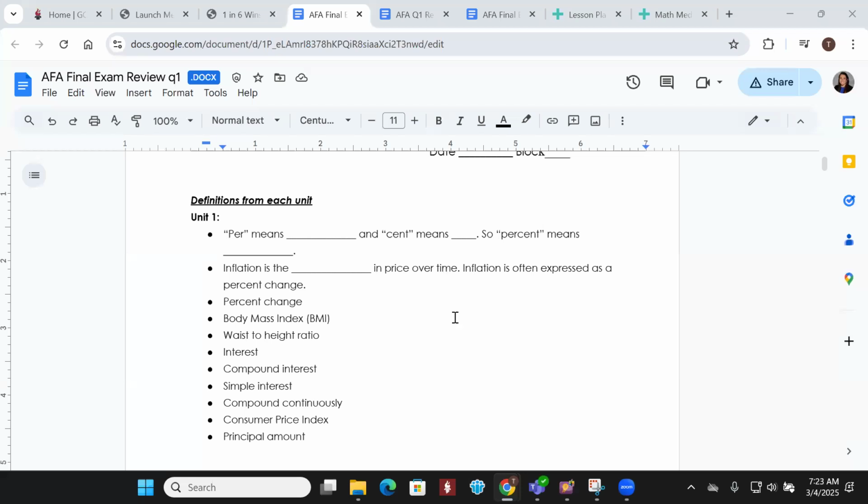Okay, what does per mean? Divide, and cent means 100. So percent means divide by 100. Okay. All right, inflation is the increase in price over time. Inflation is often represented as percent change.